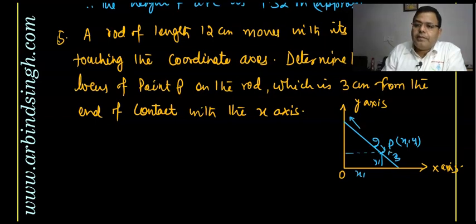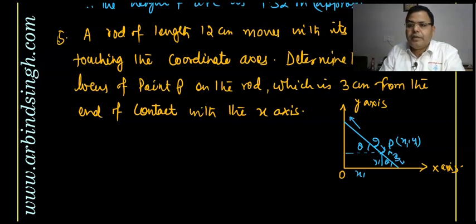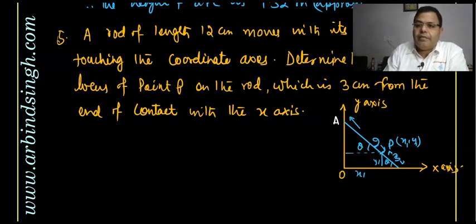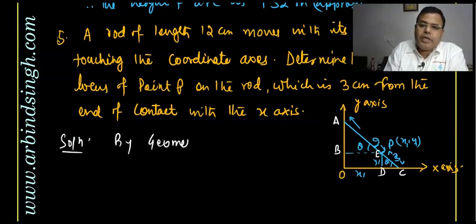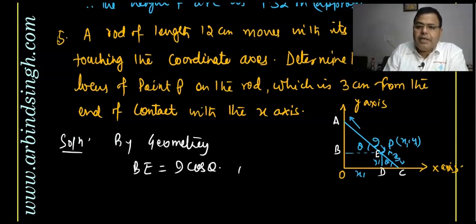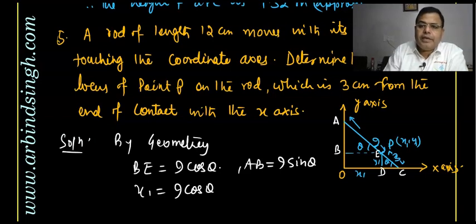Now say this angle is theta. So y1 is equal to, what will happen? This is 9 minus this length, and this angle will also be theta. Now according to that, this will be A, B, C, D, E. Solution by geometry: BE is equal to 9 cos theta, and AB is equal to 9 sin theta. Here also x1 is equal to 9 cos theta, and from this y1 is equal to 3 sin theta.